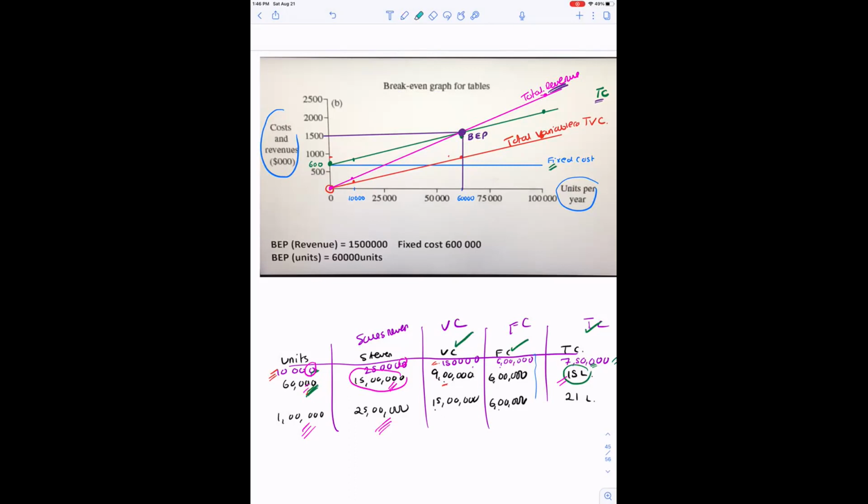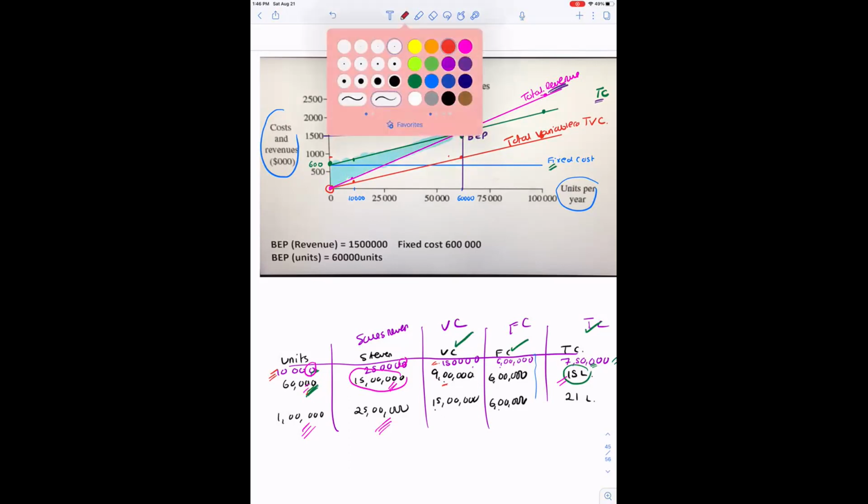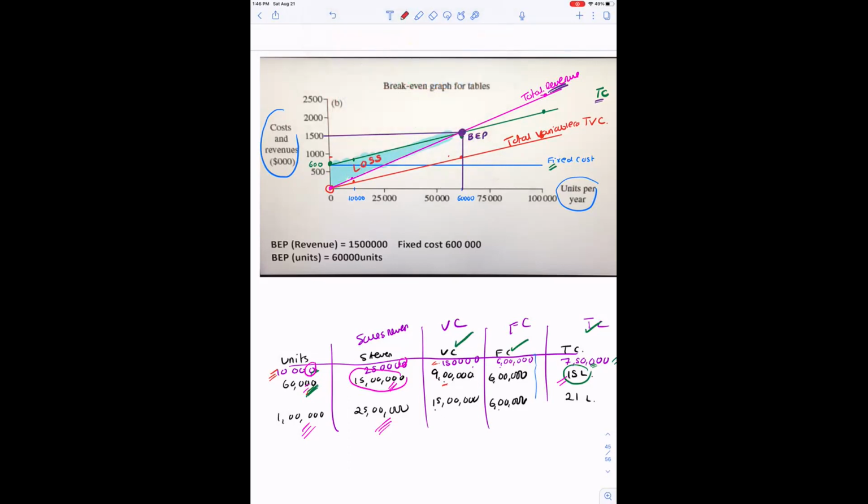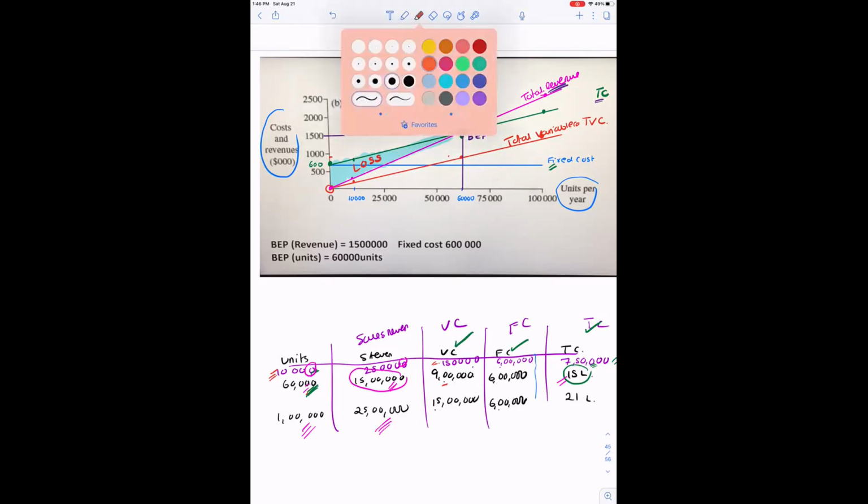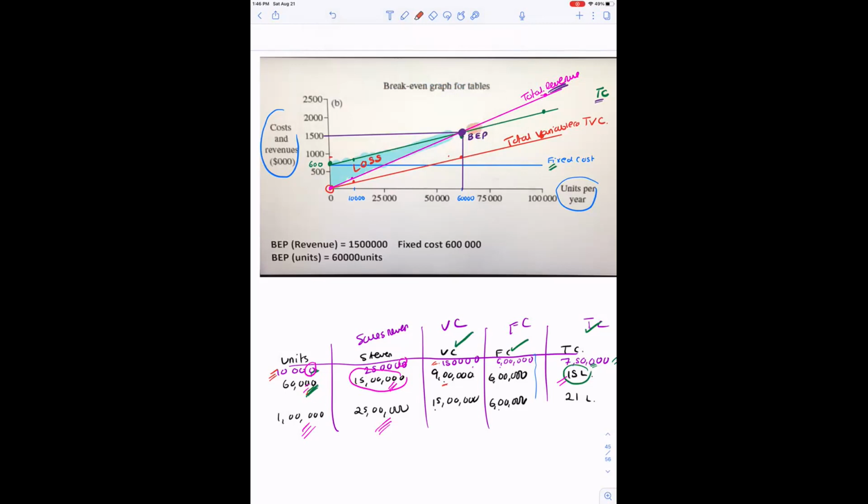Anything below the break-even point, this part, will give me loss. Anything above the break-even point is going to give me profit. That means if I sell anything over and above the break-even point units, I am going to make profit. If I sell less than the break-even point units, I am going to make losses. Okay?